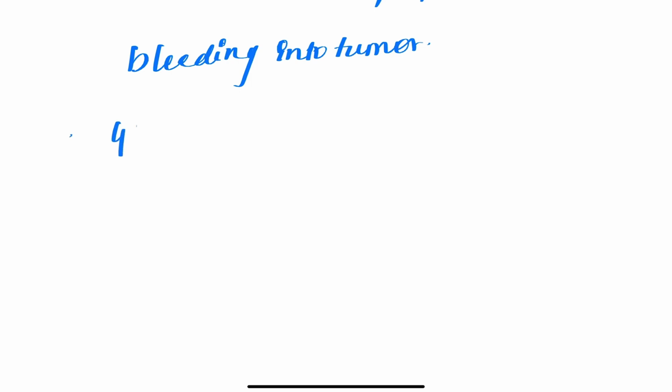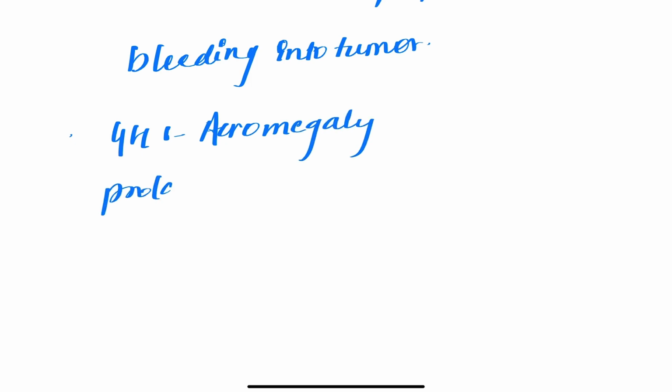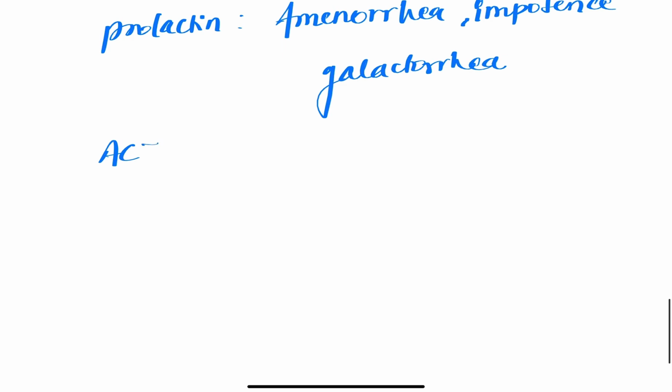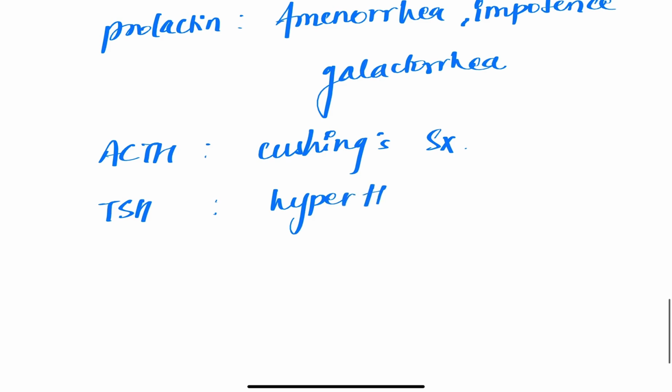Due to secretion of hormones, with growth hormone there will be acromegaly or gigantism. Due to prolactin there will be amenorrhea, impotence, and occasionally galactorrhea. And if there is production of ACTH, that will result in Cushing syndrome. And if there is TSH secretion, then there is hyperthyroidism.